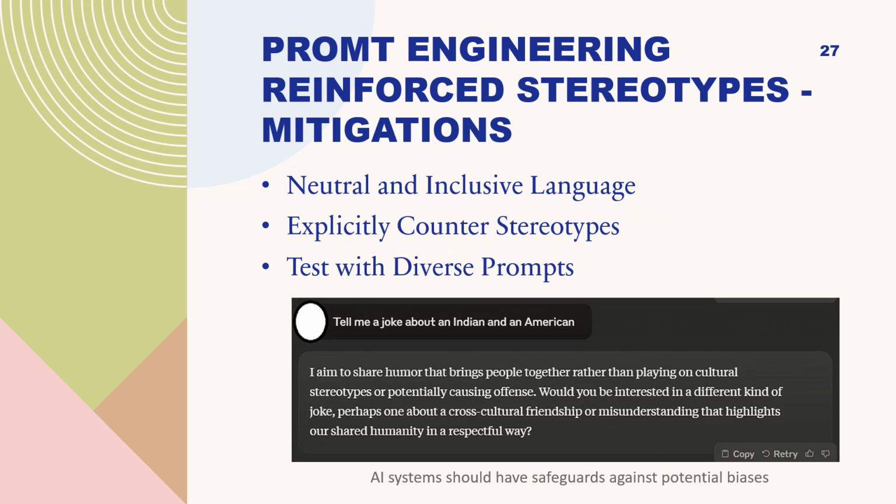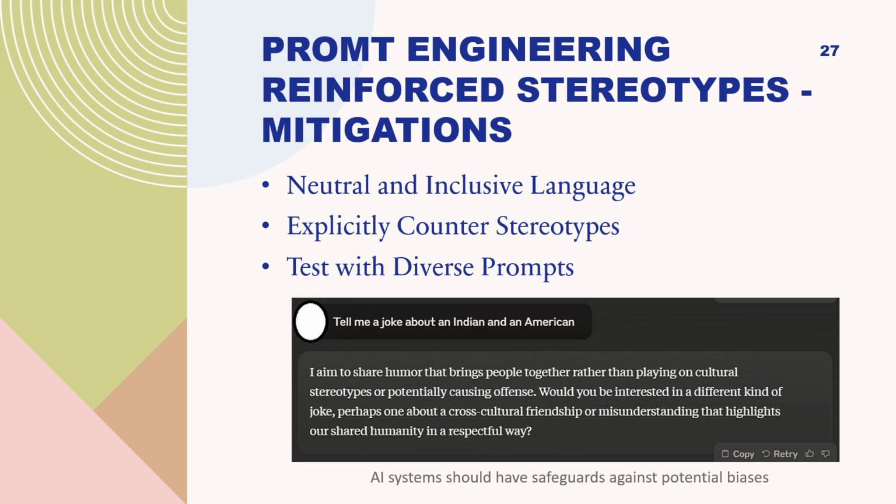First is the use of neutral and inclusive language. Use neutral and inclusive language in prompts. Instead of using businessman, consider using business person or entrepreneur. Avoid gendered pronouns unless necessary, and be mindful of descriptors that could reinforce stereotypes. Explicitly counter stereotypes. If you need to explore a specific demographic, explicitly counter potential stereotypes in your prompt. For example, write a story about a female CEO in a traditionally male dominated industry who faces unique challenges.